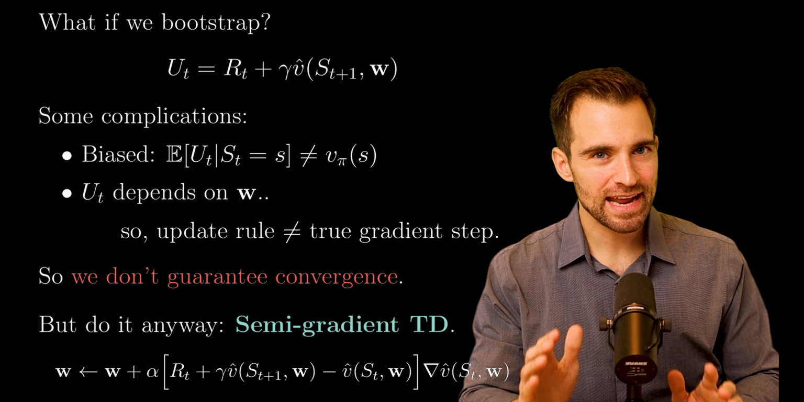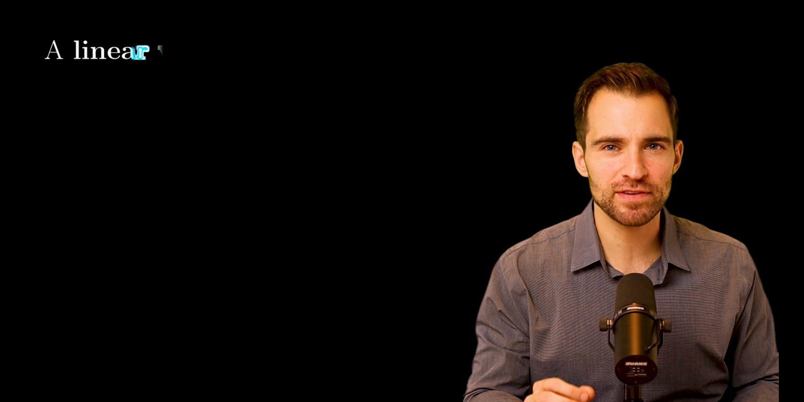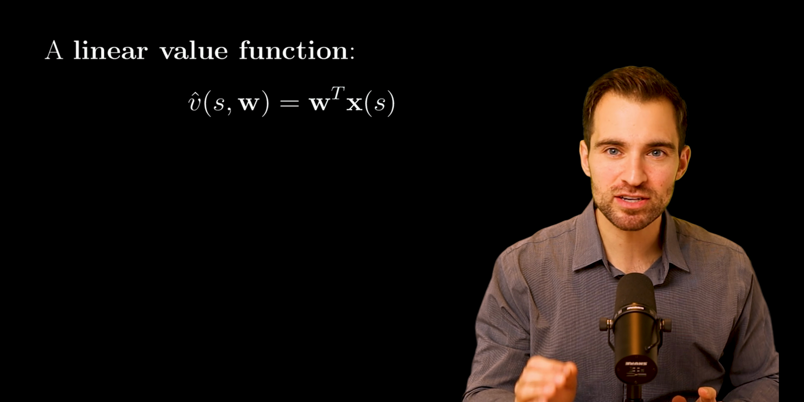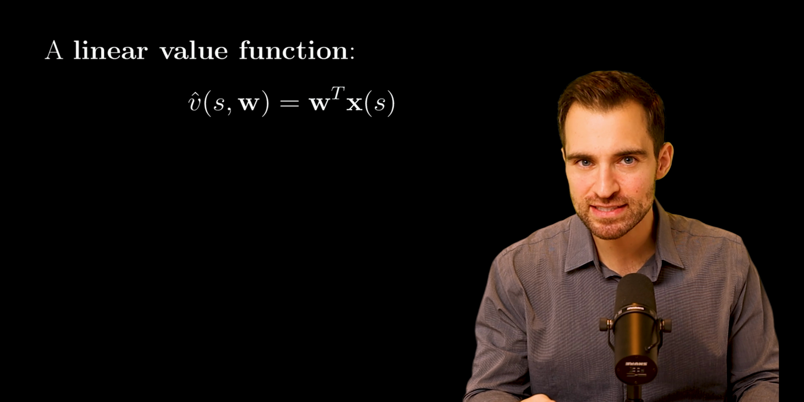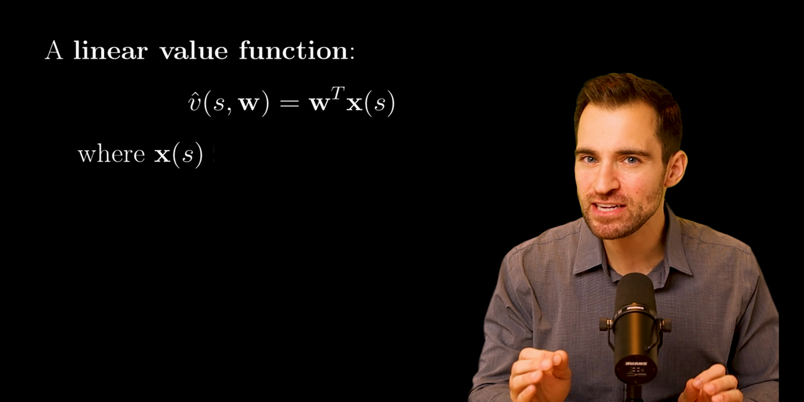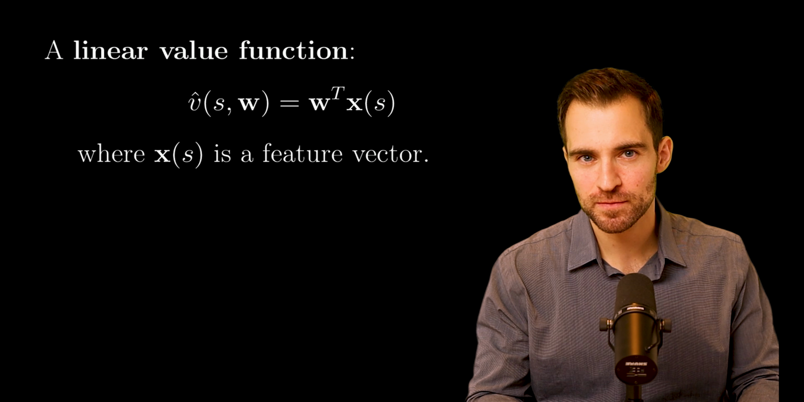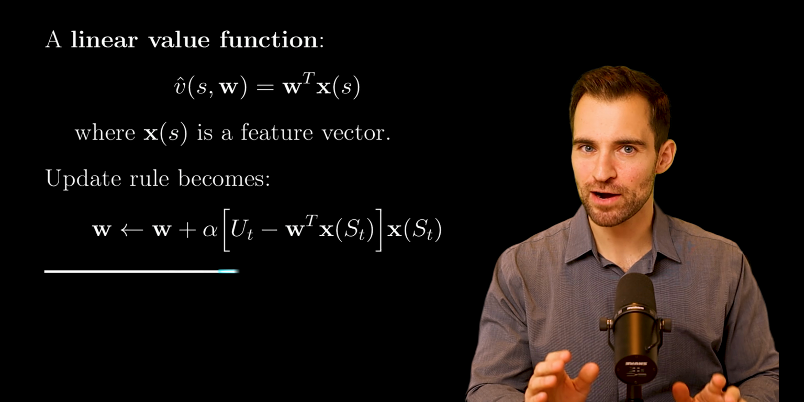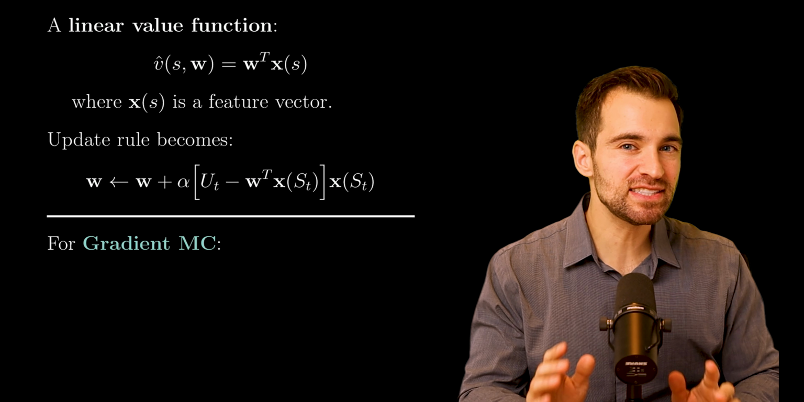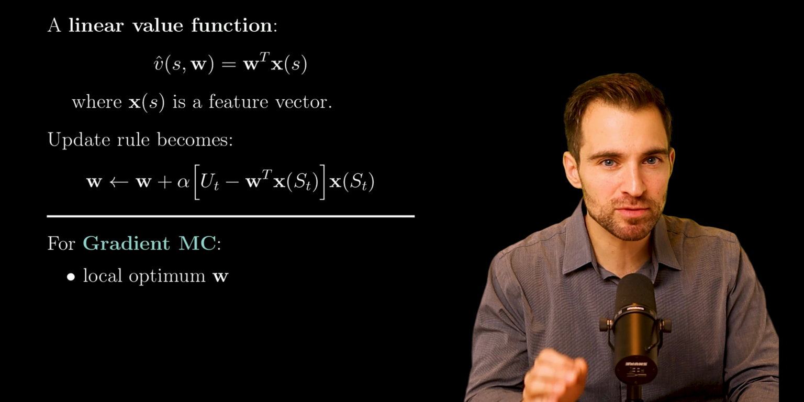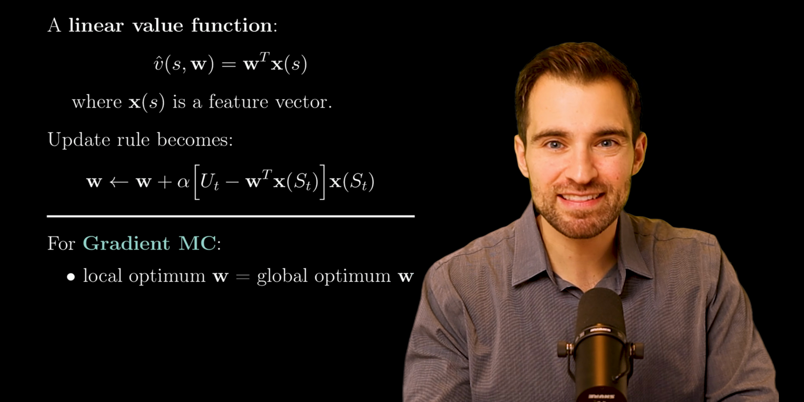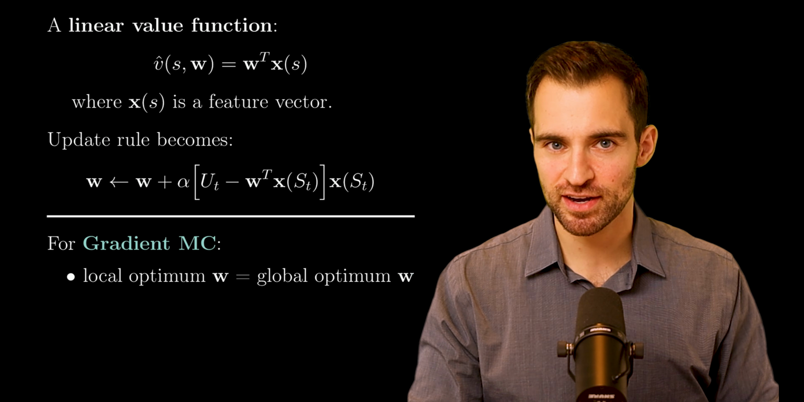So that's good. And now, for the sake of making stronger statements, let's constrain ourselves to a linear value function, which means our value function is just the dot product of W with x of s, where x of s is a feature vector, just like we saw earlier. In this case, our update rule becomes this. Now, for gradient MC, because this is linear, the local optimum W is the same as the global optimum W. That comes from the fact that this linearity makes our optimization convex.